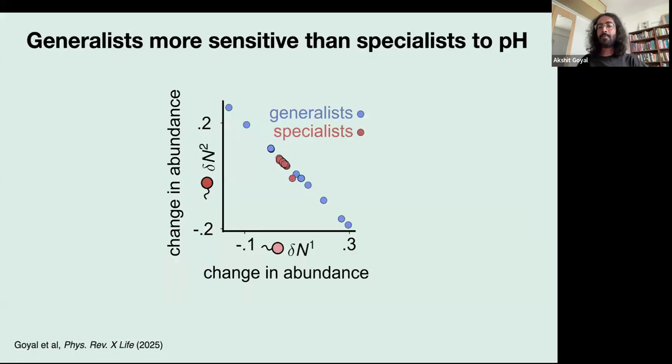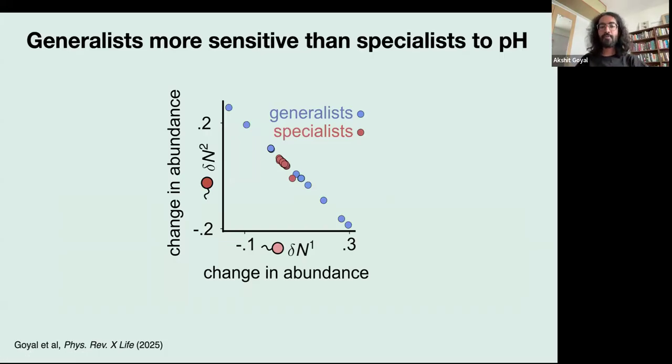And you can essentially see one very interesting trend, which is basically that generalists seem to be more sensitive than specialists to these pH perturbations. And the way to see it is the following. So here what I've plotted is the change in abundance of species 1 versus the change in abundance of species 2. These are just two species.